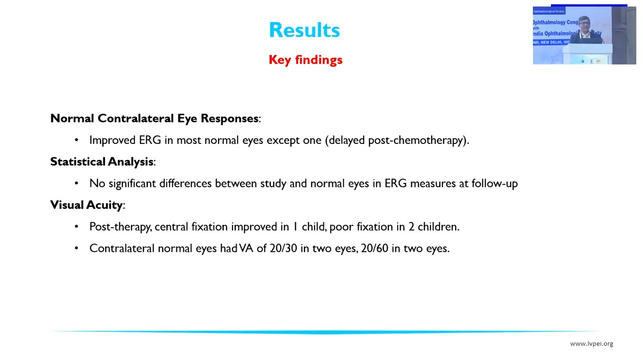The key findings: in the normal contralateral eye, there was no detriment in terms of retinal function except in one eye, and there was no statistical difference between the study and the normal eyes in ERG at follow-up. In terms of visual acuity, because we all know these are pre-verbal children, it is very difficult to measure visual acuity in these children. The central fixation of the child improved only in one eye, whereas there was poor fixation in two children.